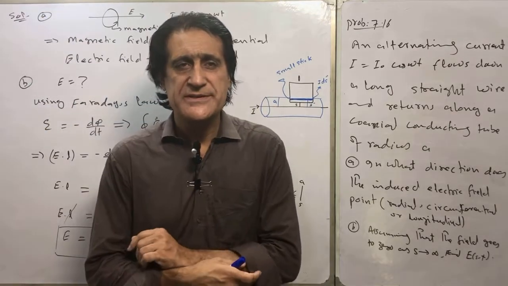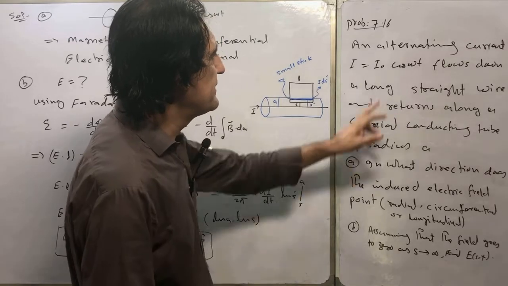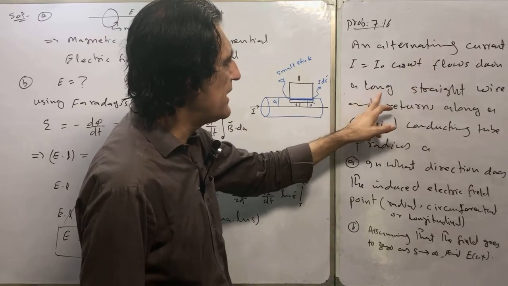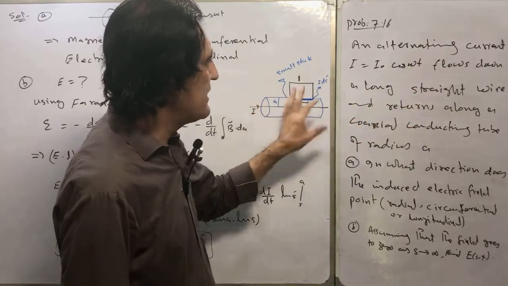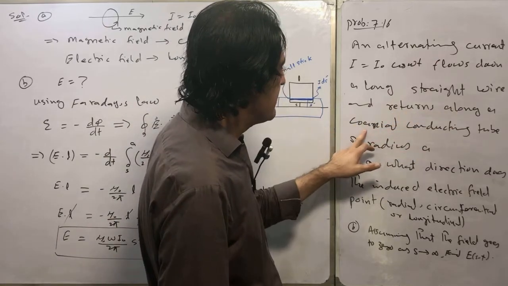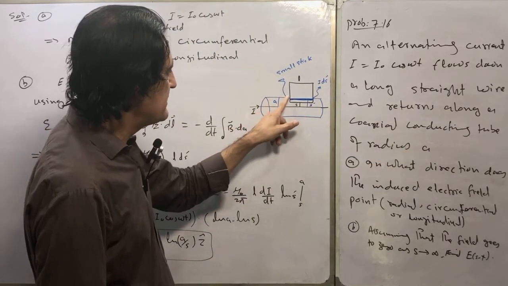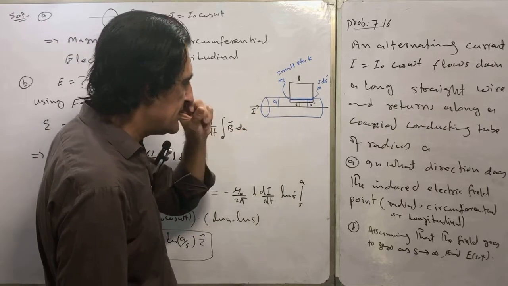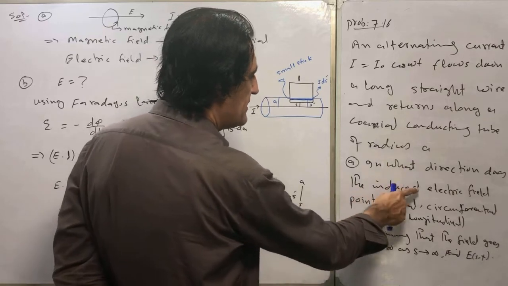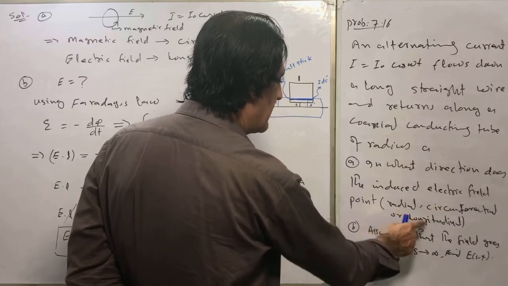So this is problem number 7.16, and it states that an alternating current I equal to I naught cosine omega t flows down a long straight wire and returns along a coaxial conducting tube of radius a. This is a coaxial tube with radius a. In what direction does the induced electric field point: radial, circumferential, or longitudinal?